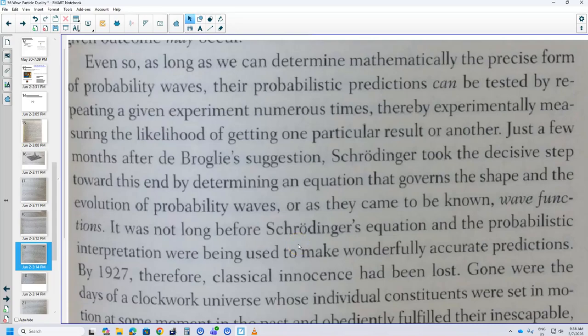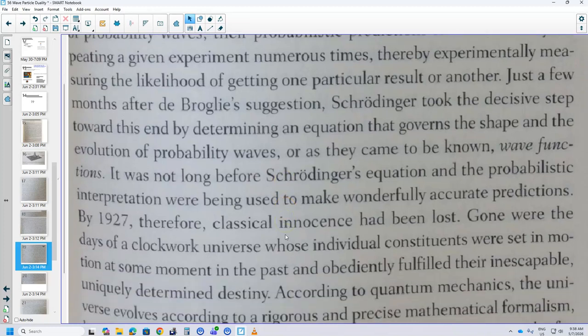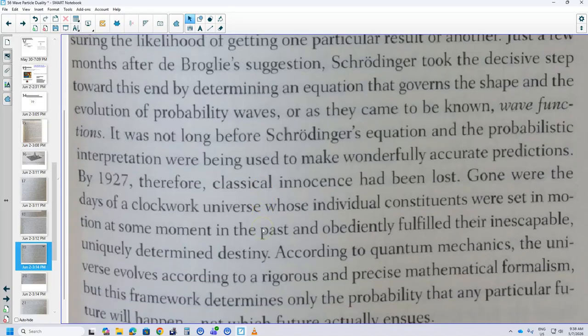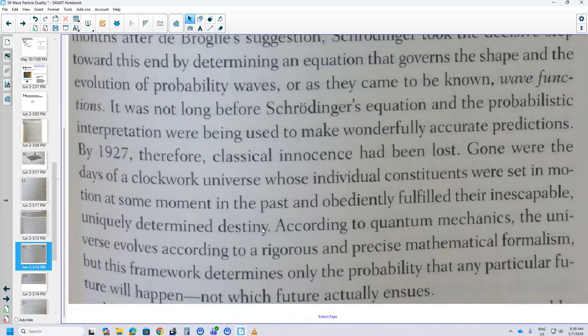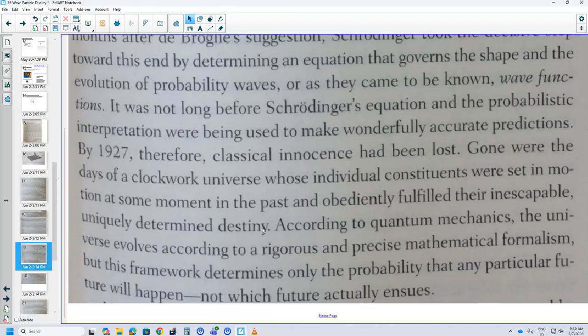Even so, as long as we can determine mathematically the precise form of the probability waves, their probabilistic predictions can be tested by repeating a given experiment numerous times, thereby experimentally measuring the likelihood of getting one particular result or another. Just a few months after de Broglie's suggestion, Schrödinger took the decisive step toward this end by determining an equation that governs the shape and the evolution of the probability waves, or as they came to be known, wave functions. It was not long before Schrödinger's equation and the probabilistic interpretation were being used to make wonderfully accurate predictions. By 1927, therefore, classical innocence had been lost.